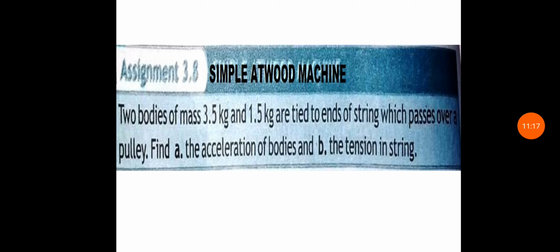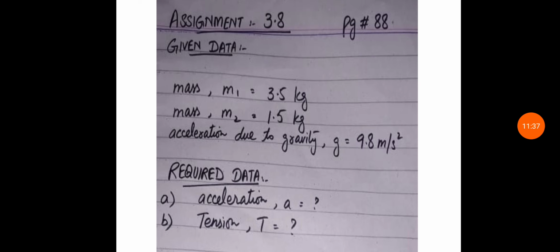And the assignment is: two bodies of mass 3.5 kg and 1.5 kg are tied to the ends of a string which passes over a pulley. Find the acceleration of the bodies and the tension in the string. Now, for the solution, we have the given data. We are given the two masses, m1 3.5 kg and m2 1.5 kg. Now here they pass over a pulley, so we write the value of g, that is 9.8 meter per second square. And in the required data we have acceleration and tension. We have to find the two values.